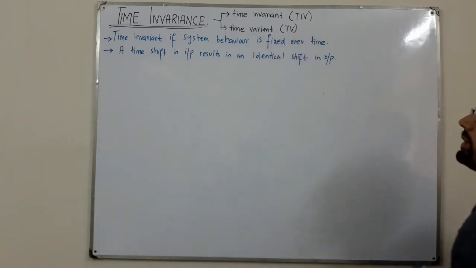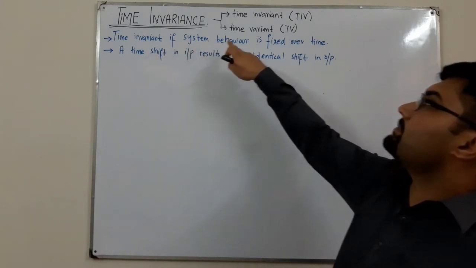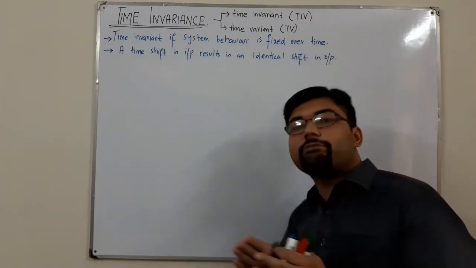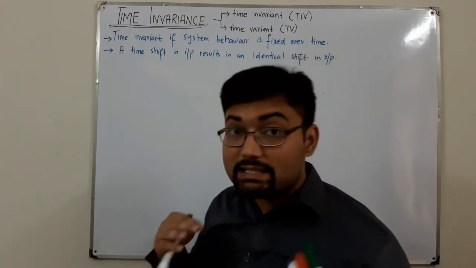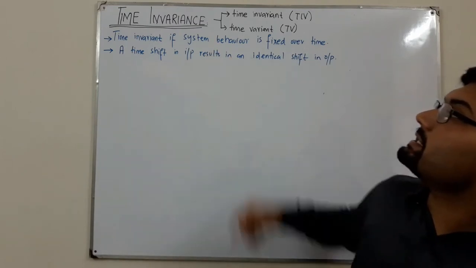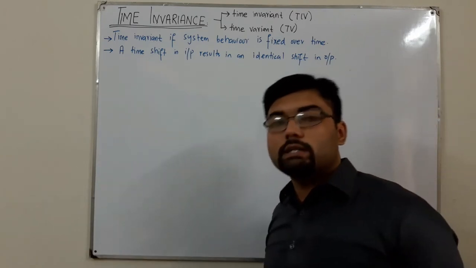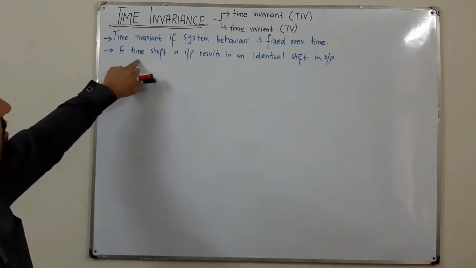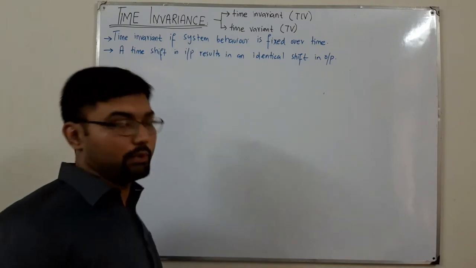So, now what is this? Now, a time invariant system is a system if the system behavior is fixed over time. For different values of time, for different shifting of time, you have the same system behavior. This is the basic definition, the basic concept of this topic, that time invariant is a system whose behavior is fixed over time. A time shift in an input results in an identical shift in the output.